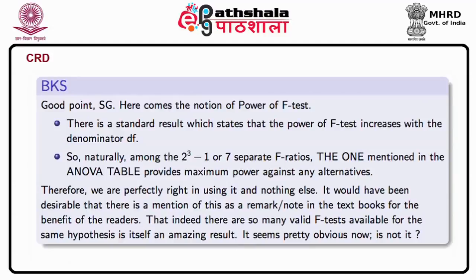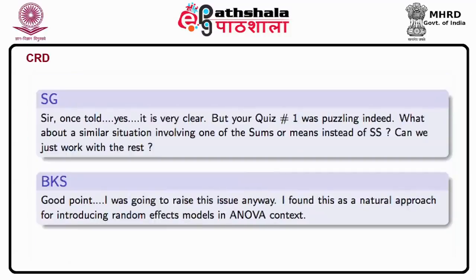Therefore, we are perfectly right in using it and nothing else in the formation of the ANOVA table. But it would have been really desirable that there is at least a mention of this as a remark or note in the textbooks for the benefit of the readers. That indeed there are so many valid F-tests available for the same hypothesis is itself an amazing result. It seems pretty obvious now, isn't it? Once told, yes, it is very clear, but your quiz number 1 was puzzling indeed.